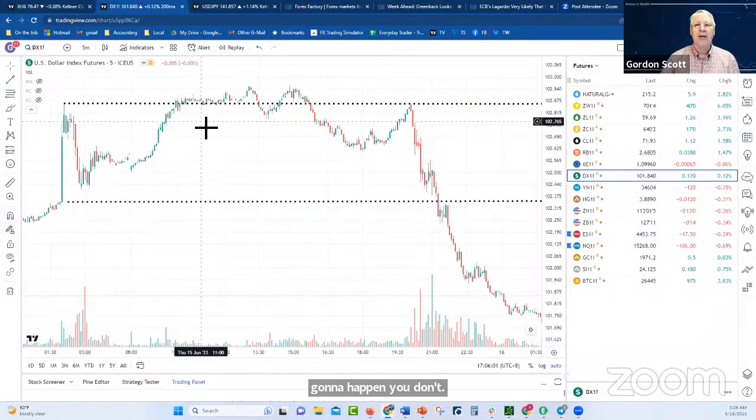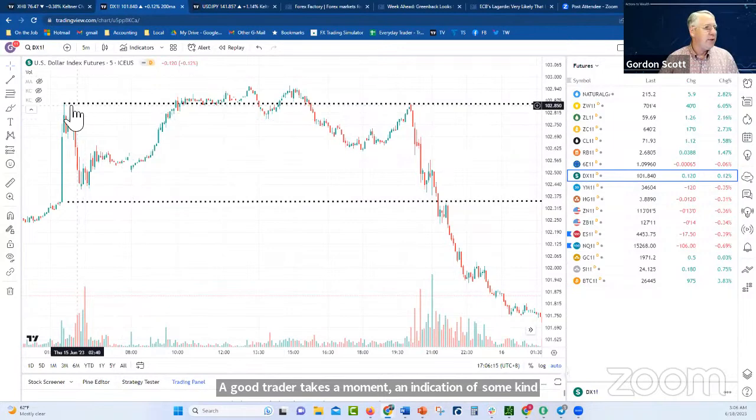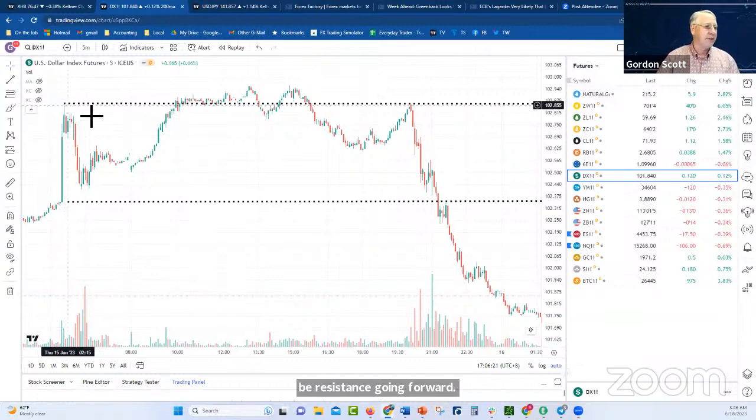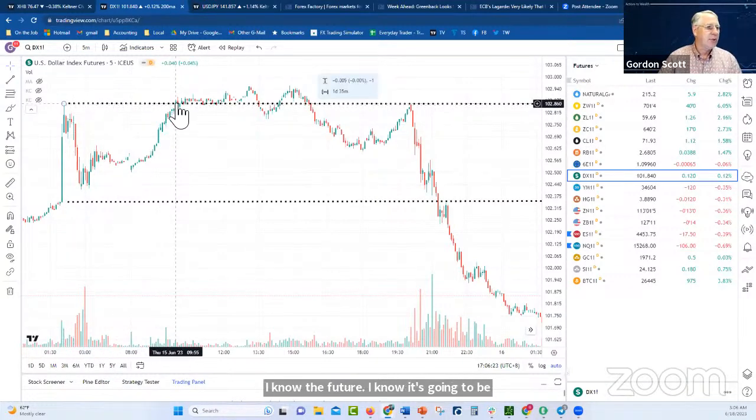See, a good trader doesn't pretend like they know the future. A good trader takes a moment, an indication of some kind, and prepares. Well, look at it this way. What if you'd said, oh, okay, that I know is going to be resistance going forward. I know the future. I know it's going to be resistance. Okay, and then I started going short on this.